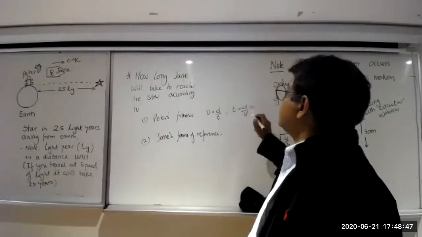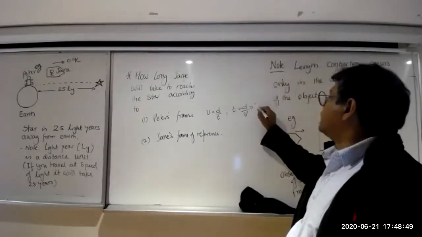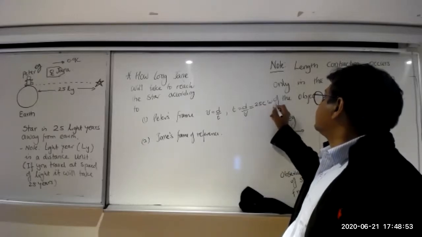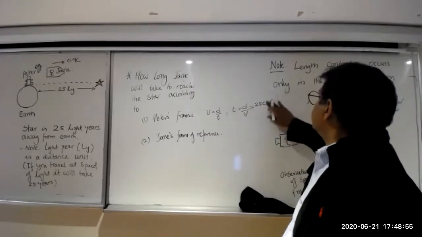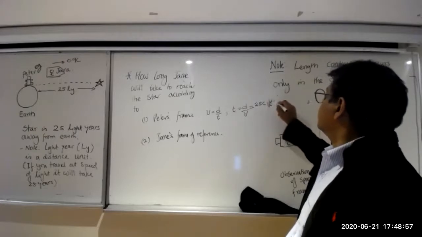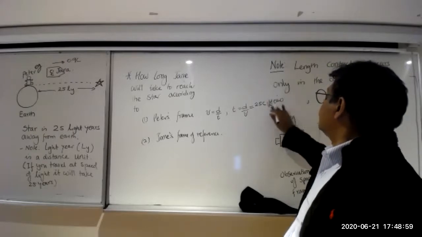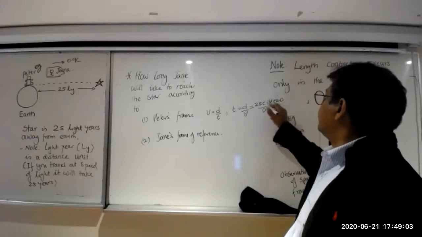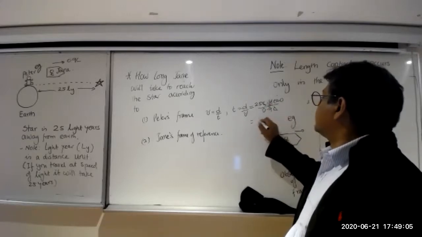So the distance is 25 light years, 25 C years. So your speed is 0.9 C. The C will cancel, you get 27.7 years.